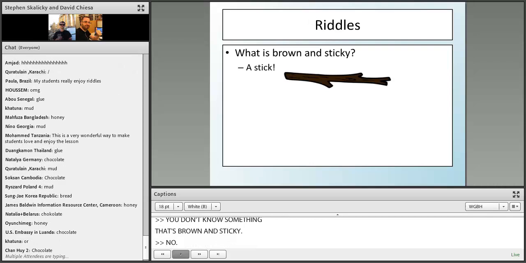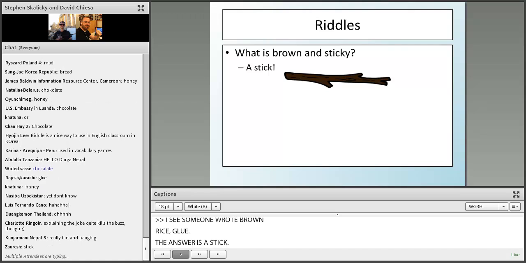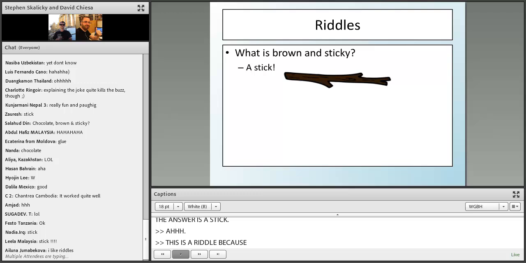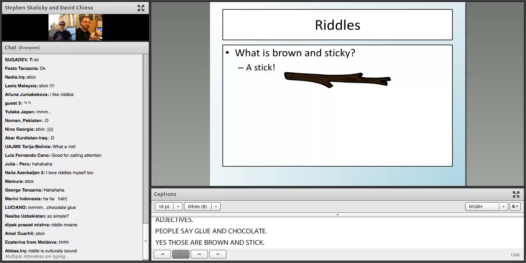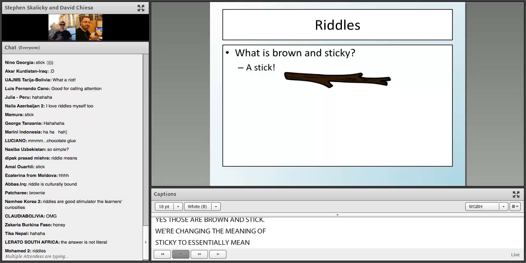So this is a riddle because brown and sticky are typically adjectives, and people are saying glue and chocolate. Yes, those are all things that can be brown and sticky. But we're changing the meaning of sticky to essentially mean something that is like a stick. So it's sticky or stick-like, right? Okay, so that's an unexpected answer, right? We got one more here.